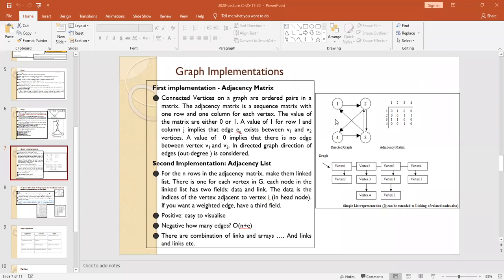So good morning all. This is the video lecture on data structures. We are currently discussing module 5, that is graphs. So what is a graph?